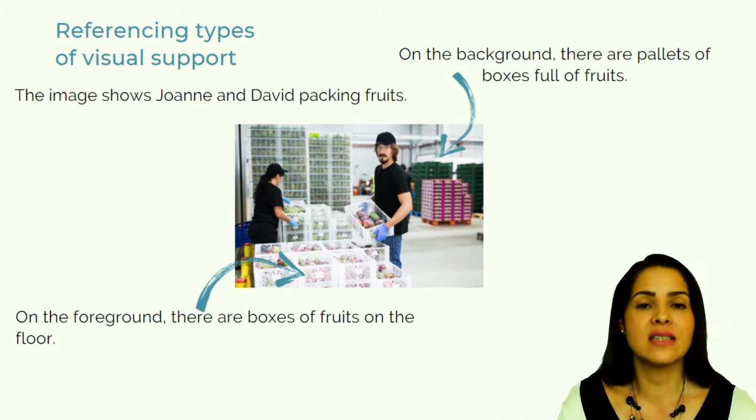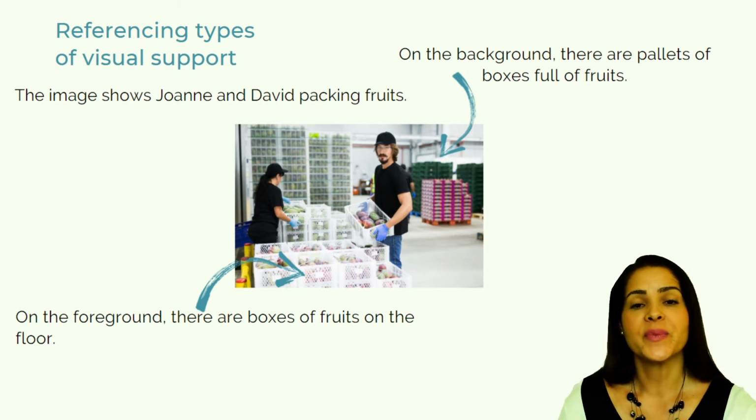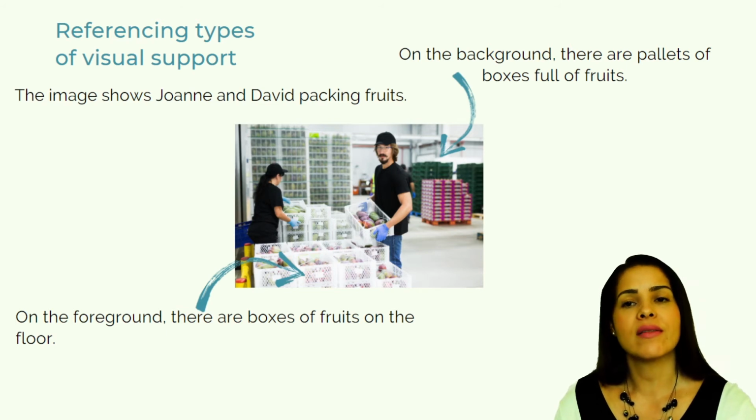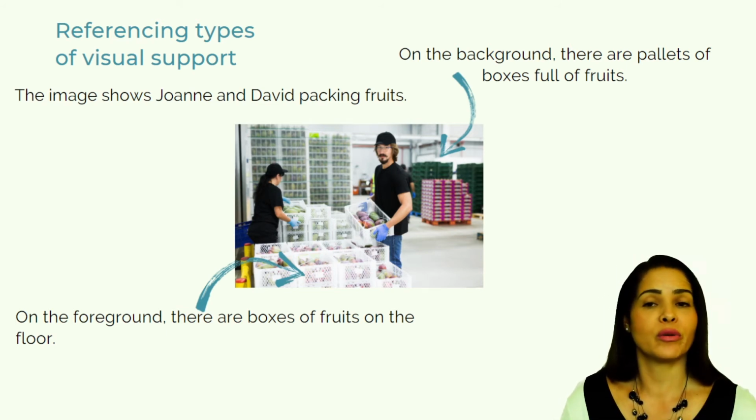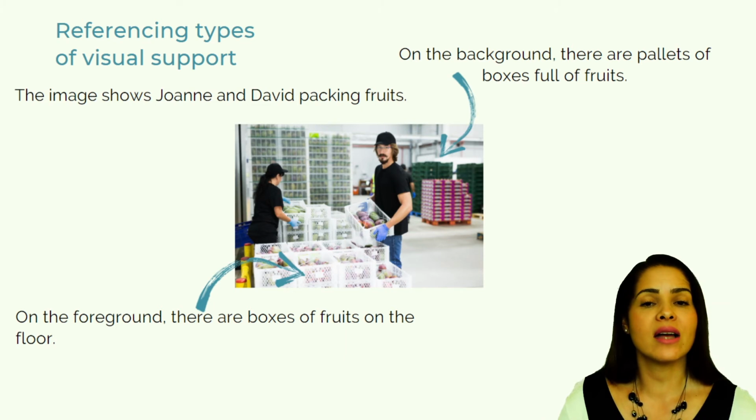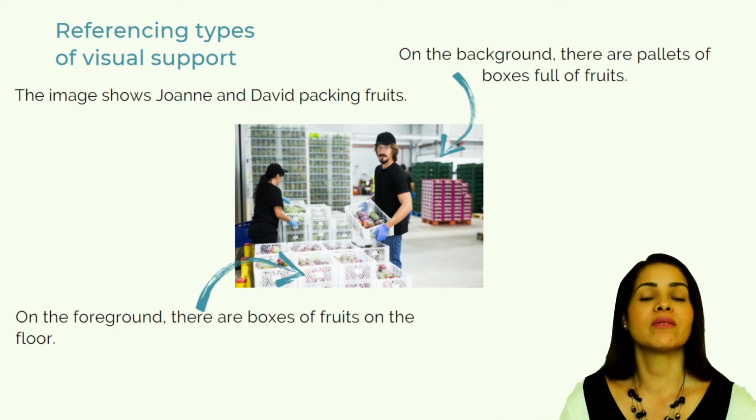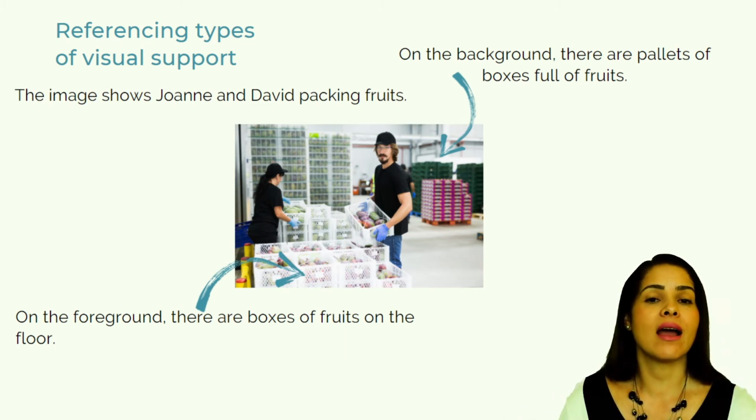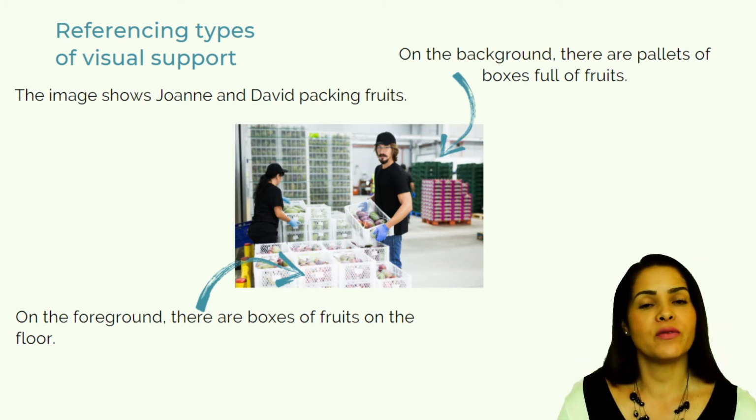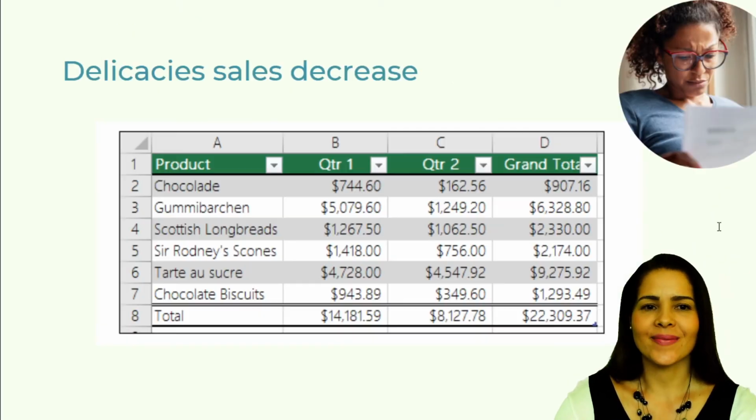Então aí você está referenciando a sua pergunta, ela não vai ficar solta, porque tem uma base de referência, que é a imagem. E aí você pode ainda ser mais específico na sua descrição. On the background, there are pallets of boxes full of fruits. On the foreground, there are boxes of fruits on the floor. E aí você descreve a sua imagem, o que você quer detalhar, o que você quer comentar, o que você quer criticar ali naquela apresentação, sendo específico e claro, ok?